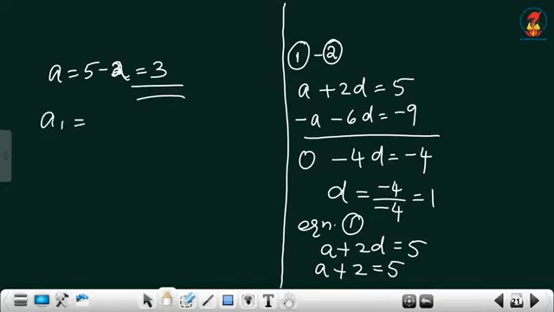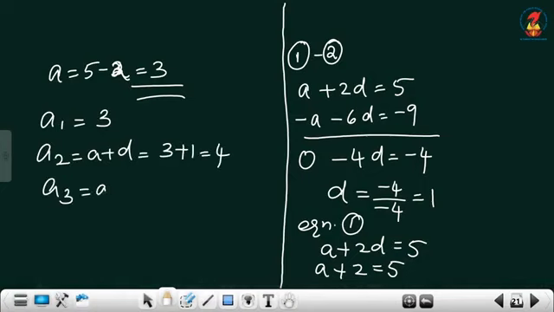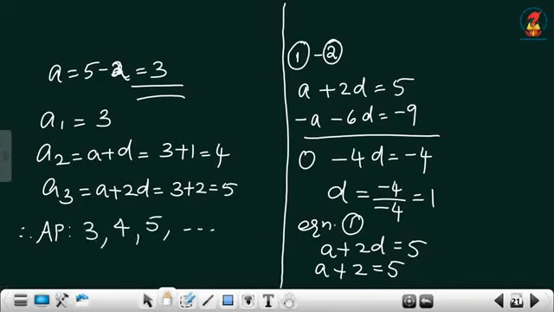So the first term is a itself, second term a2 is a plus d, which is equal to 3 plus 1, 4, and third term is a plus 2d, which is equal to 3 plus 2, which is equal to 5. So the required AP is equal to 3, 4, 5, etc. This is the required AP.